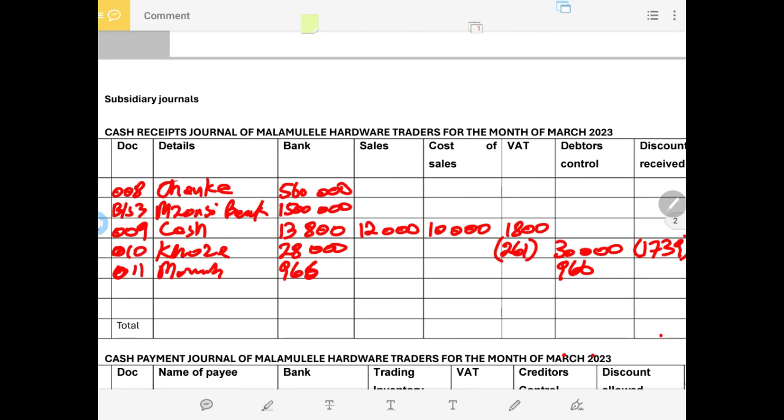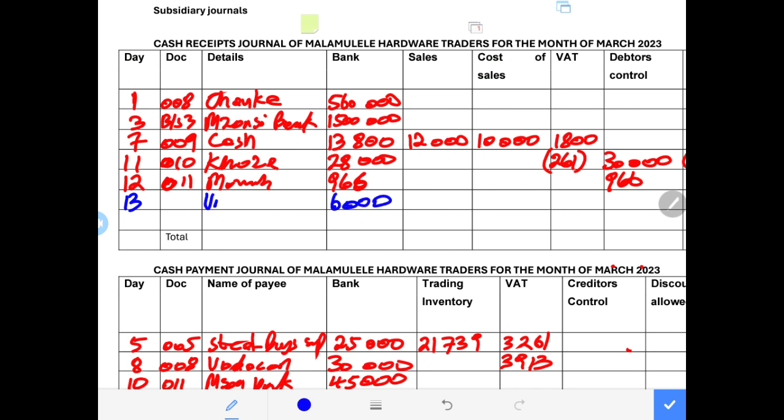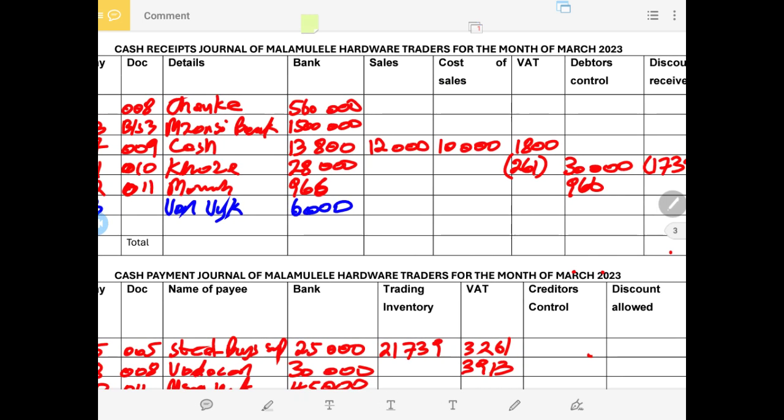So this is day number 13. We have received money on the 13th day of the month, and this is an amount of 6,000 rands. Thank you, Van Wyk, for paying us back. We have received this amount, and, in inverted commas, this is not sales, but you'll see what I mean. We don't do anything under sales. The amount that was supposed to go under sales is going to our bad debts recovered.